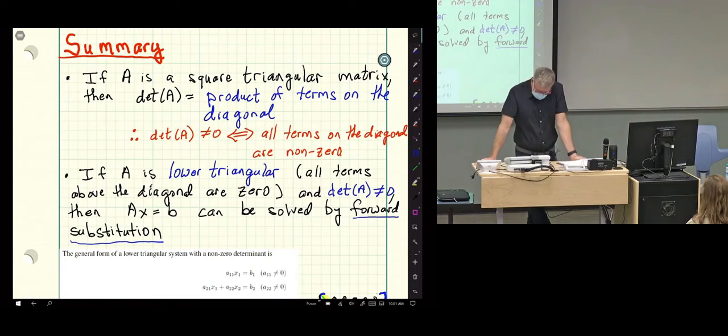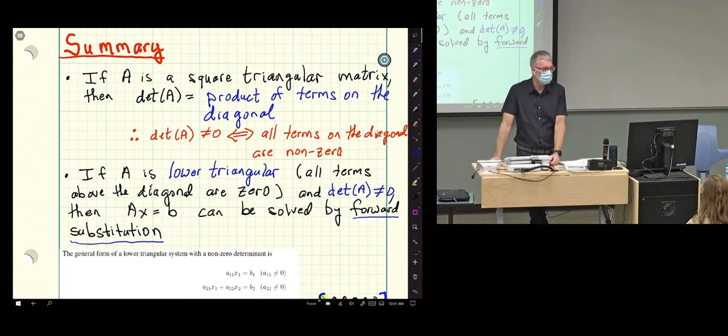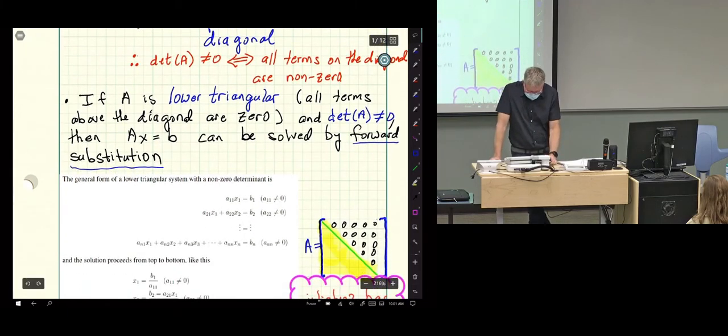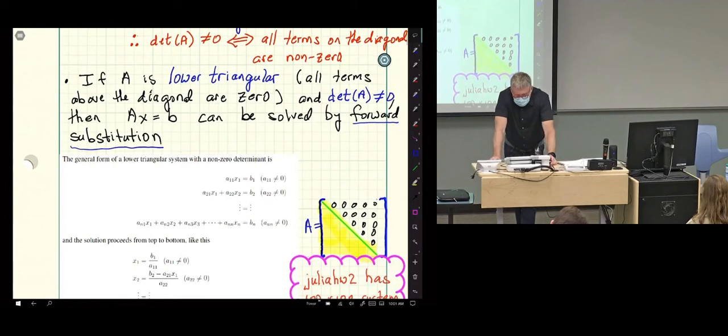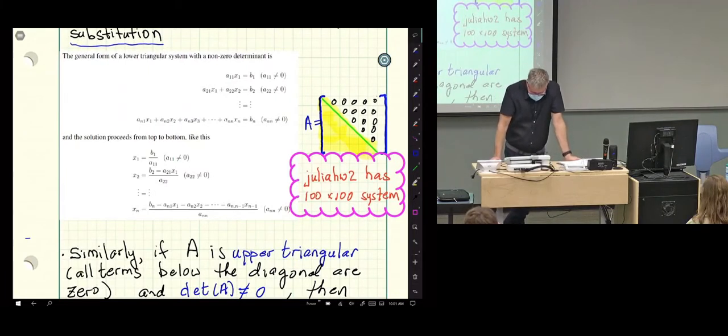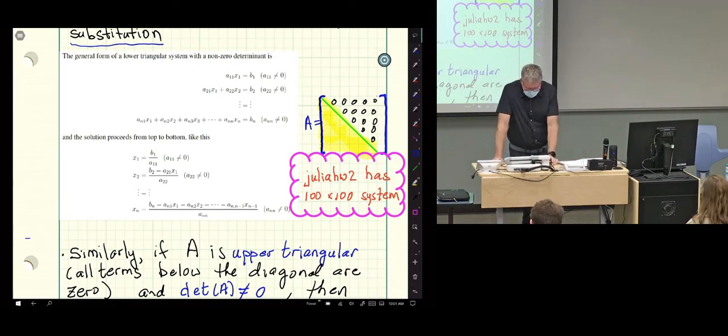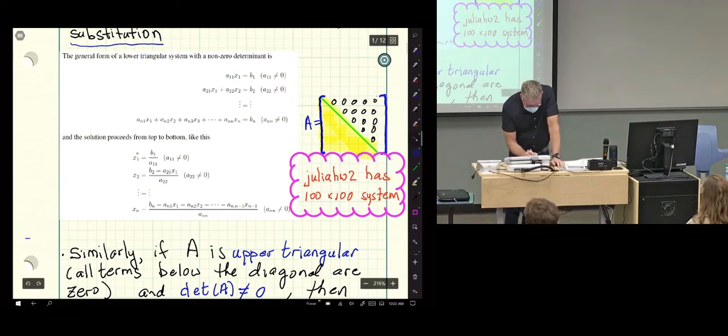And since solvability in terms of uniqueness is determined by whether the determinant of A is equal to 0 or not equal to 0, you don't even need to multiply them out. You just check if there's a 0 element on the diagonal or there is not. So that simplifies everything. If we have lower triangular and the determinant is not equal to 0, we can use forward substitution. All of the coefficients that we're dividing by, the A11, the A22, the ANN, those are the elements of the diagonal of the A matrix, and hence determinant of A not equal to 0 means forward substitution works.